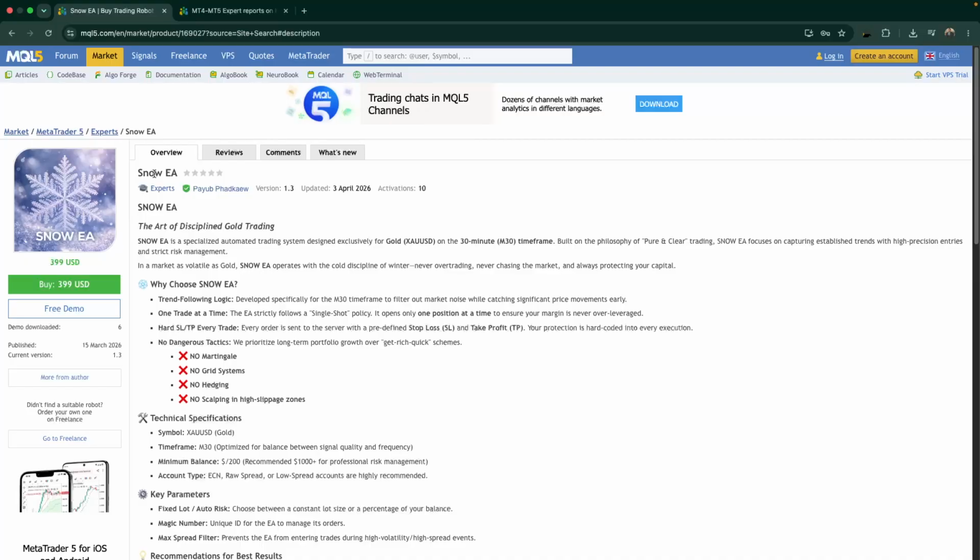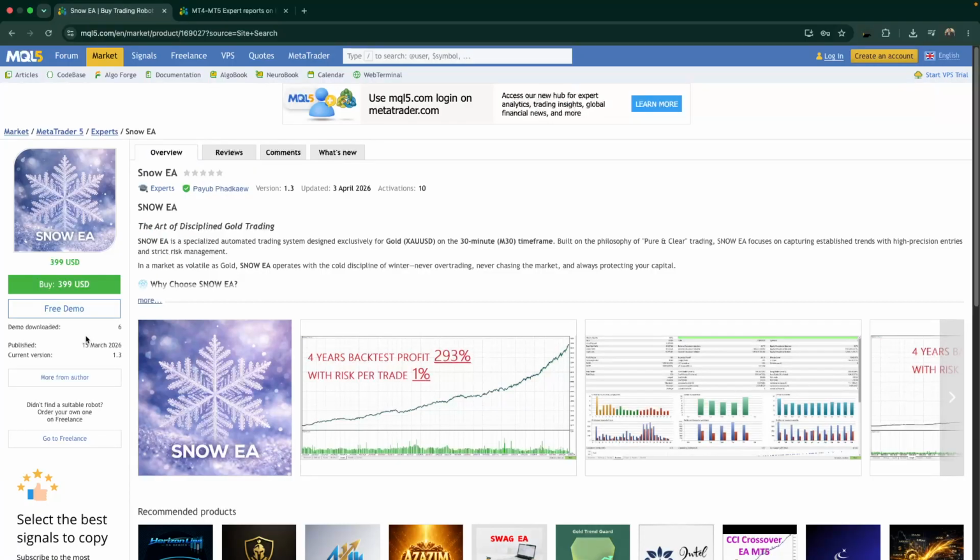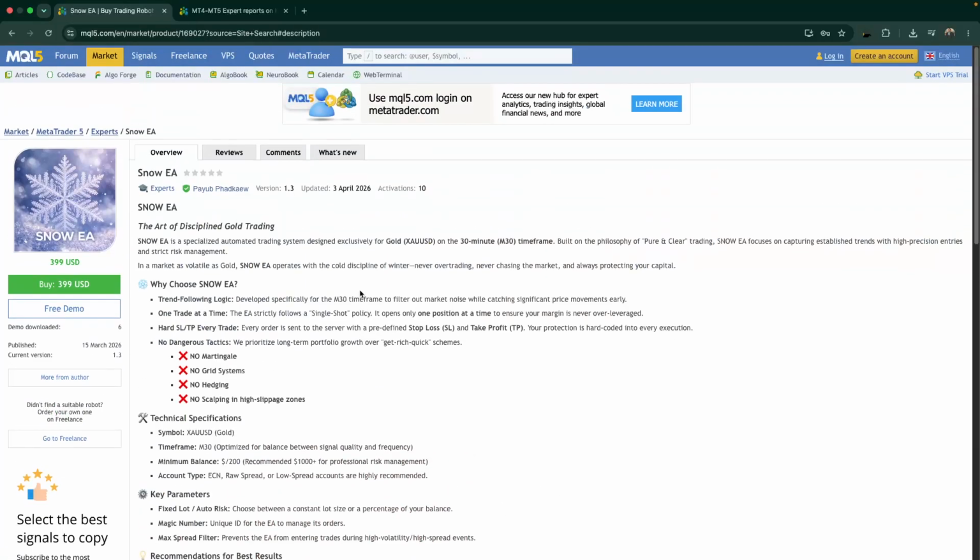Now, this Snow EA was developed by Payub Fadek and it's from Thailand. It's not quite popular, it has no reviews and no comments. It was published this year, 15th of March 2026, and it was last updated on the 3rd of April. So it doesn't have much traction to it. But let's look at what it does.